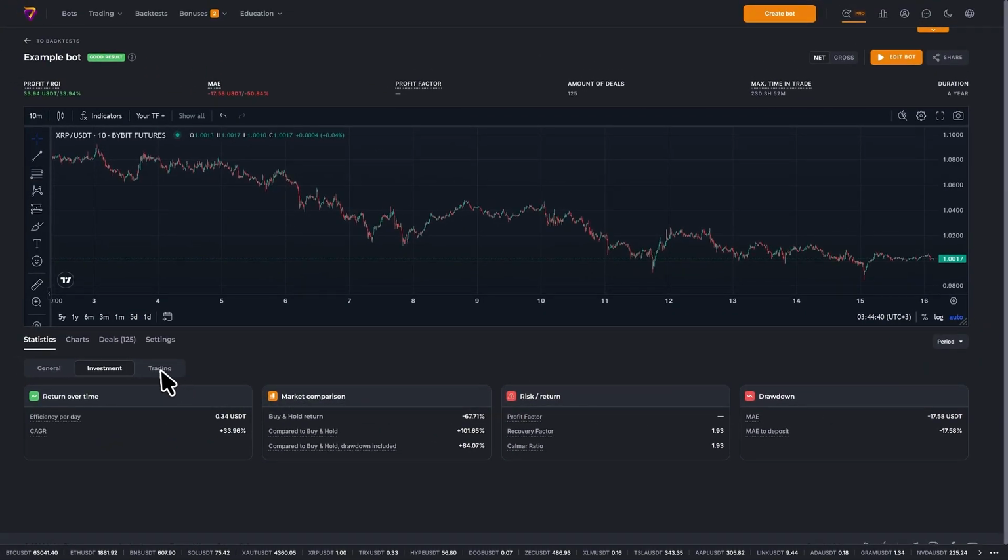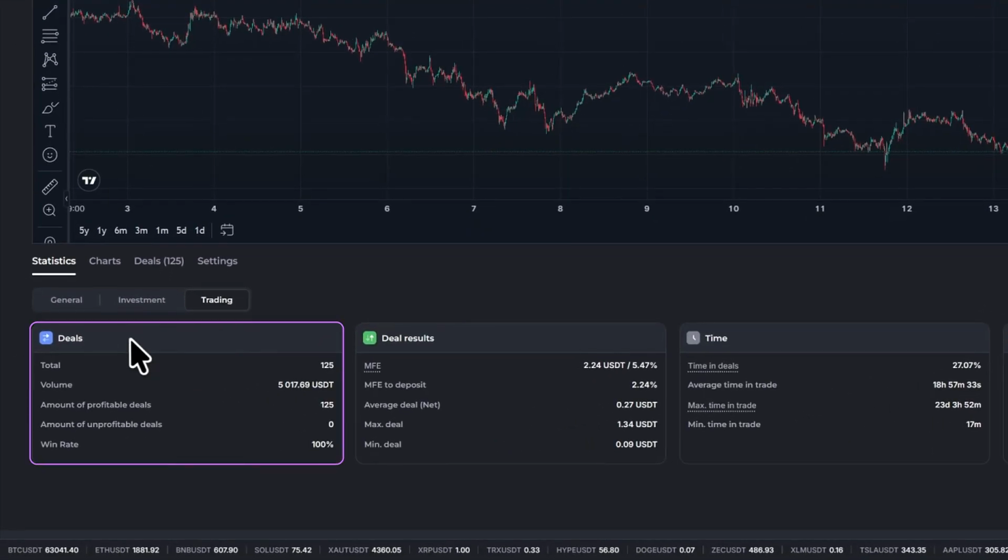Moving to the Trading subtab, we dive into the mechanics. The Deals block shows our 125 total trades, the total trading volume the bot pushed through of slightly over $5,000, and our 100% win rate.